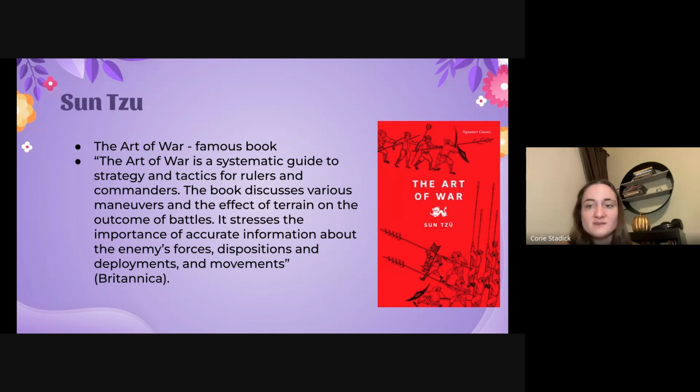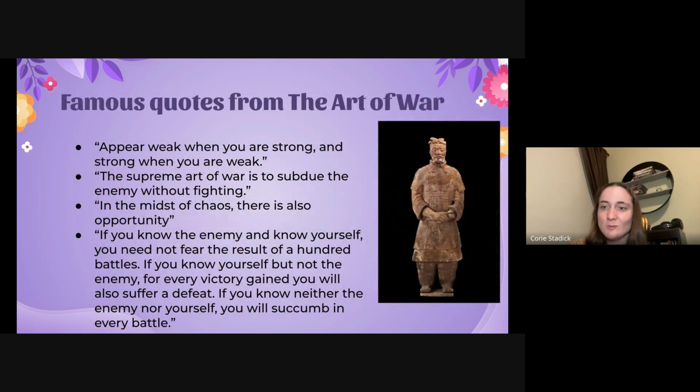The Art of War is a very famous book. You can still go to Barnes and Noble and buy it today. Here's a Britannica description of it, because I can't summarize it any better than Britannica has. The Art of War is a systematic guide to strategy and tactics for rulers and commanders. The book discusses various maneuvers and the effect of terrain on the outcome of battles. It stresses the importance of accurate information about the enemy's focus, dispositions, deployments, and movements. So it's pretty much how to win a war.